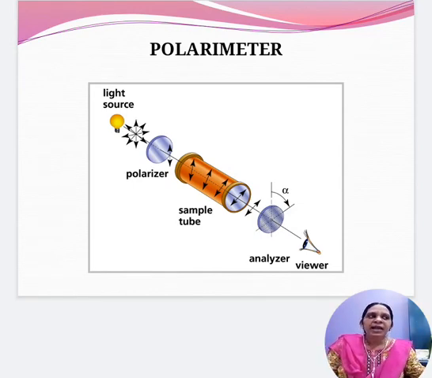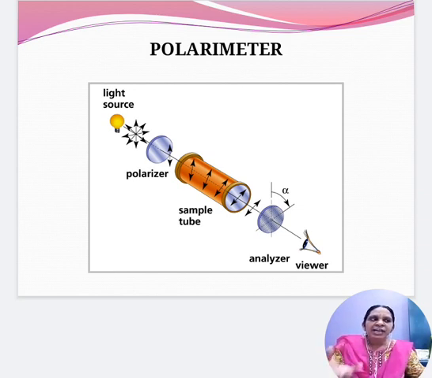This is the optical diagram of a polarimeter. It consists of a light source. The light source is emitting unpolarized light. This unpolarized light is made to fall on a polarizer which is not rotatable. Then the polarizer, what does it do? It converts the unpolarized light into polarized light.